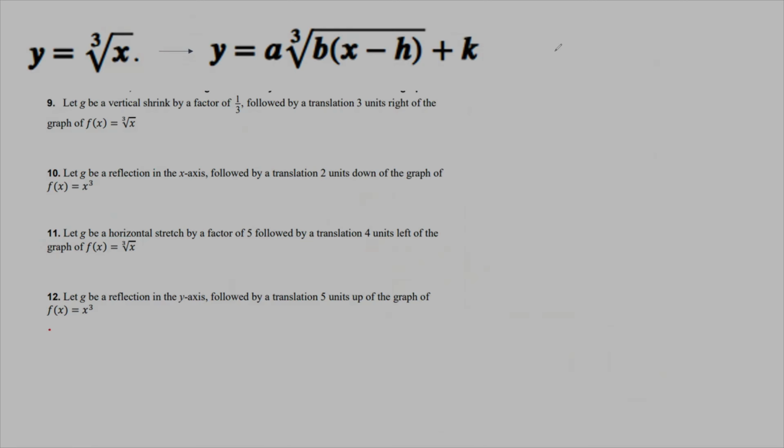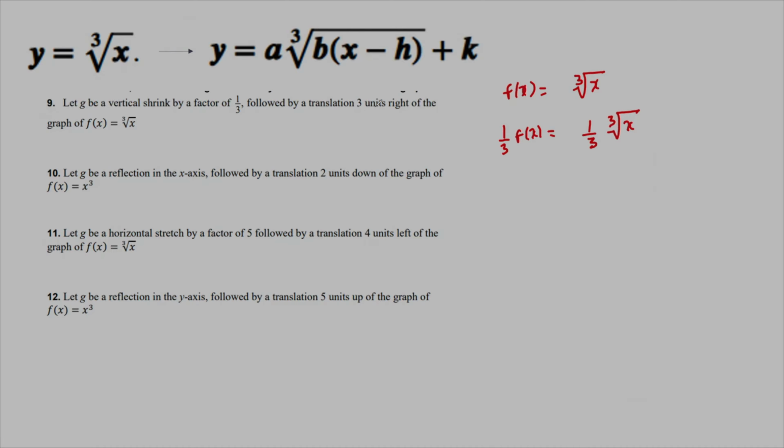In terms of priority, the stretch, shrink, or the deflection are the top priority, and then left, right, up, down is the second priority. So here, my parent function is f of x equals cube root of x. Now, it says the vertical shrink by 1/3. That means my function will be multiplied by 1/3. This is 1/3 cube root of x.